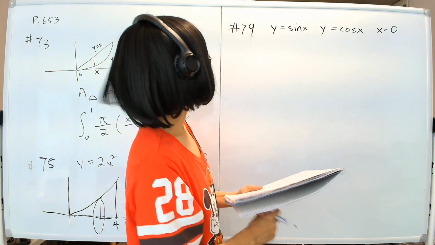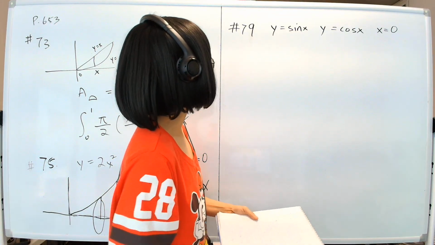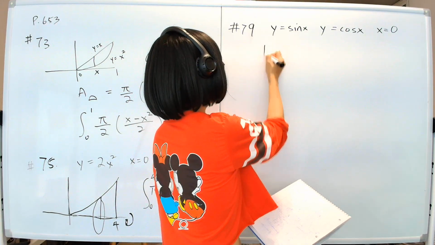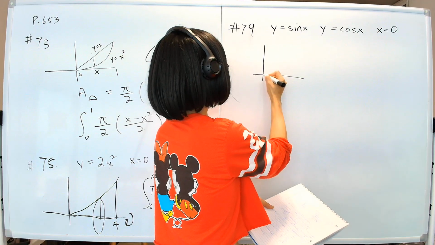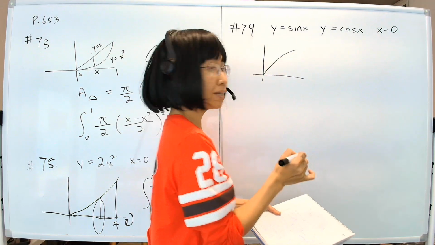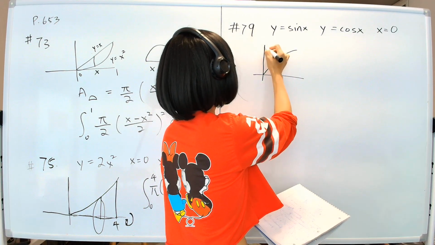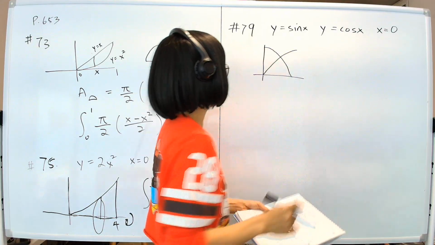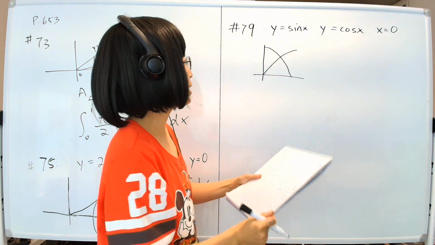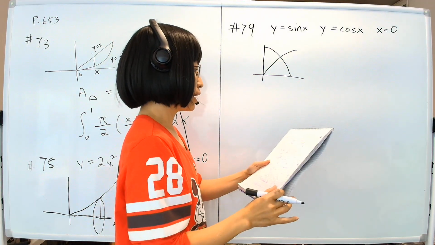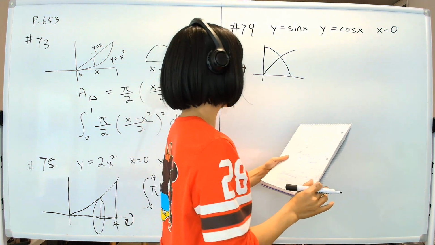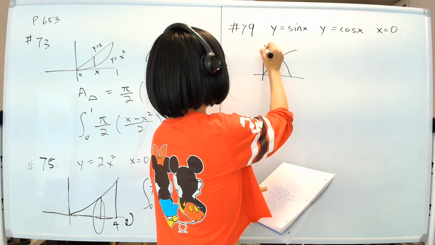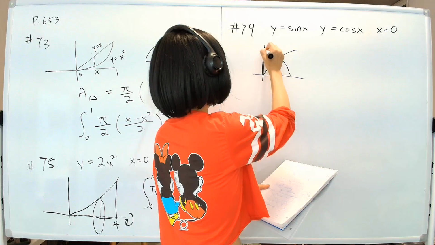Next problem, let's look at problem 79, where we have y equal to sine of x. We'll draw that thing. Sine of x goes something like that. And then y equal to cosine of x, which comes down. Similar curve, but goes down instead. And then x equal to 0. X equal to 0 is the y-axis. Okay, it really is this thing.